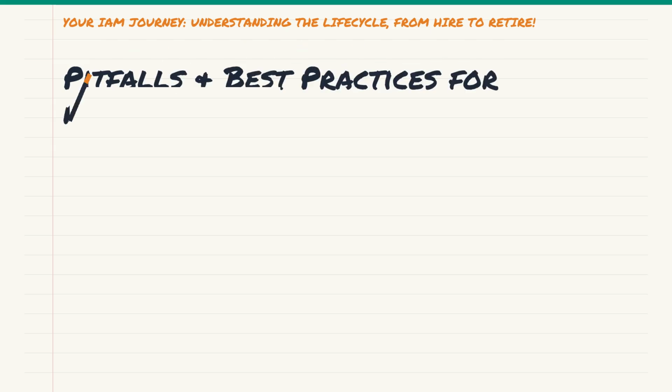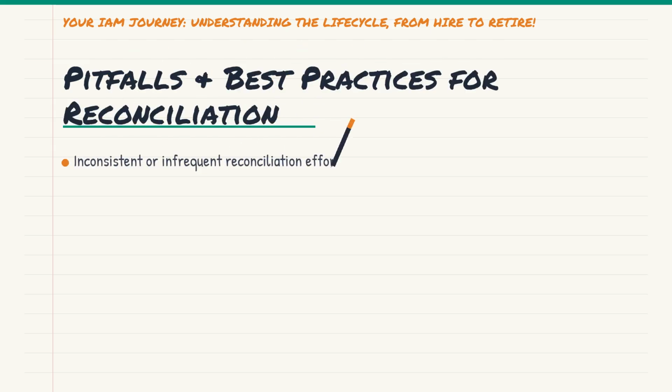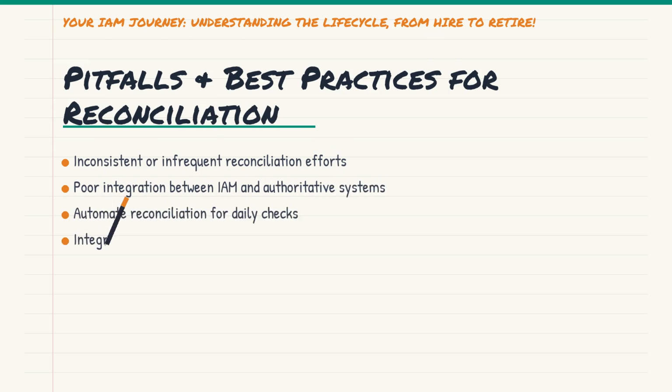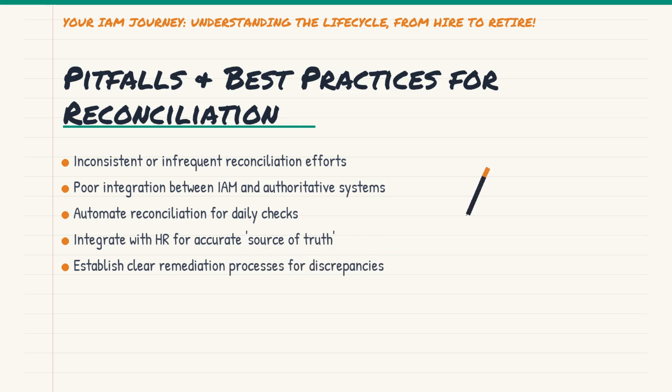A common pitfall is simply not doing reconciliation, or doing it so infrequently that problems build up. Another is a lack of integration between systems, making it hard to get an accurate single source of truth for desired access. For best practice, implement automated, frequent reconciliation, ideally daily, especially for critical systems. Ensure your IAM system is well integrated with authoritative sources like HR. When discrepancies are found, have clear, documented processes for investigation and remediation. Don't just log it, fix it.